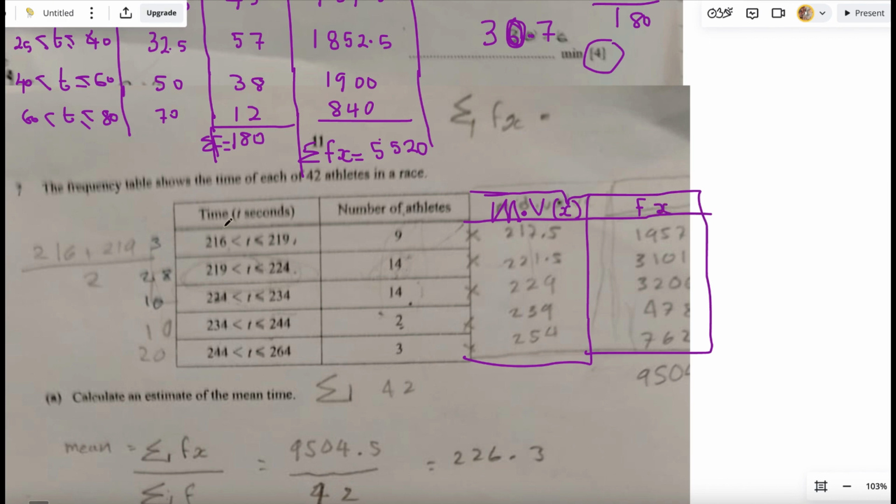Now, what's the mid value of this one? 216 plus 219 divided by 2. You add this plus this, you divide by 2. So we get 217.5, right?